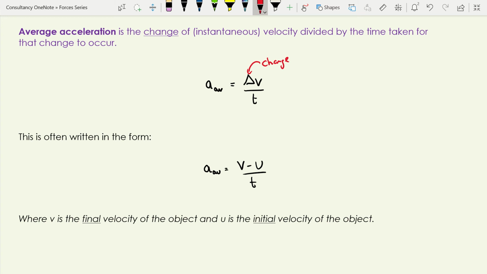Quite often you'll see it written in a different form. You'll see it written in this equation you can see down below. We use the symbol v to represent the final velocity of an object and u to represent the initial velocity of the object. You'll see those fairly frequently, so it's worth remembering both of these forms of our equation. So that's our average acceleration.